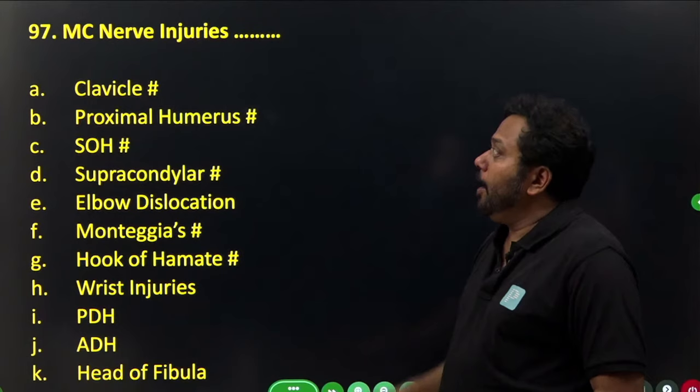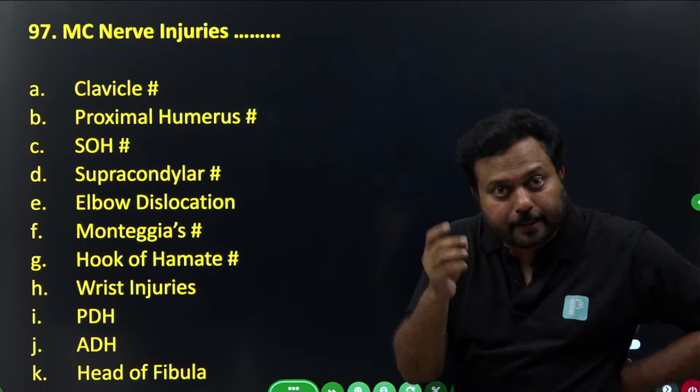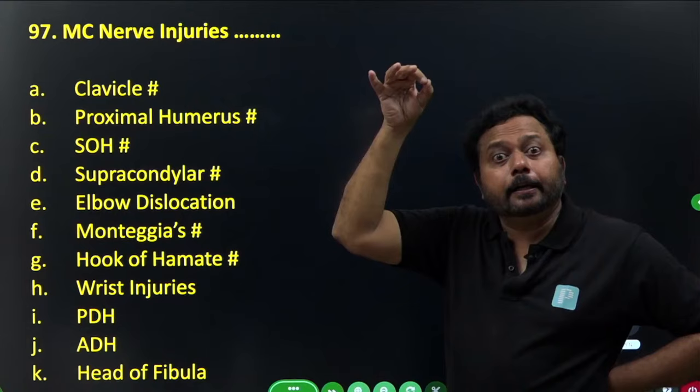Okay, most common nerve injuries, I will tell you. I can't write everything, I am just going to tell. Most common nerve injury in fracture clavicle is the medial cord of brachial plexus, especially ulnar nerve. Most common nerve injury in proximal humerus, axillary nerve. Shaft of humerus fracture, radial nerve. Supracondylar fracture, anterior interosseous branch of median nerve. Elbow dislocation, median nerve.